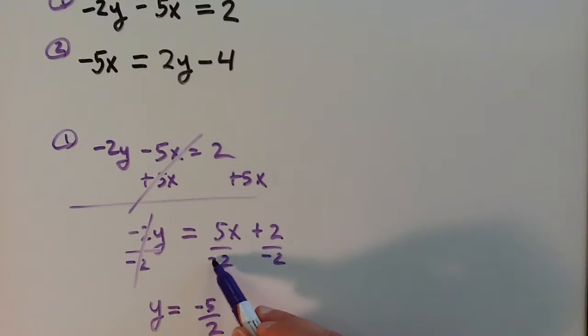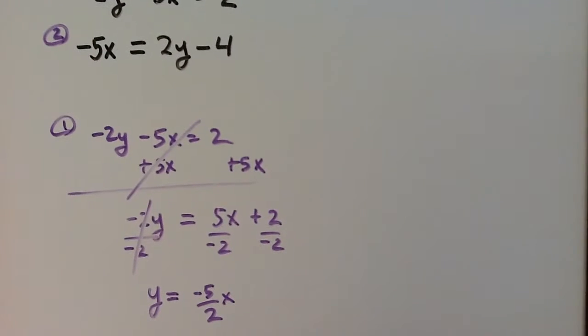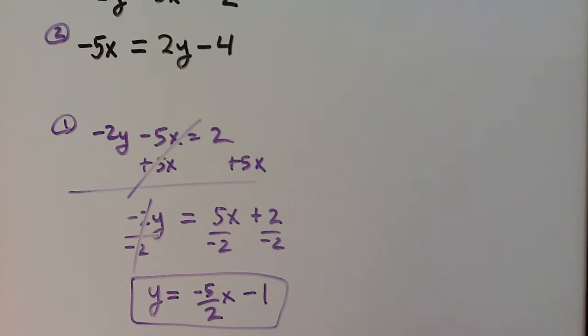It doesn't matter where you put the negative sign. I'm going to put it in the top. Negative 5 over 2x, so negative 5 halves x. And then I have 2 over negative 2, which is negative 1. So this right here is slope-intercept form for equation number 1. Okay, so now let's do the same thing for equation number 2 so that I can then graph them.